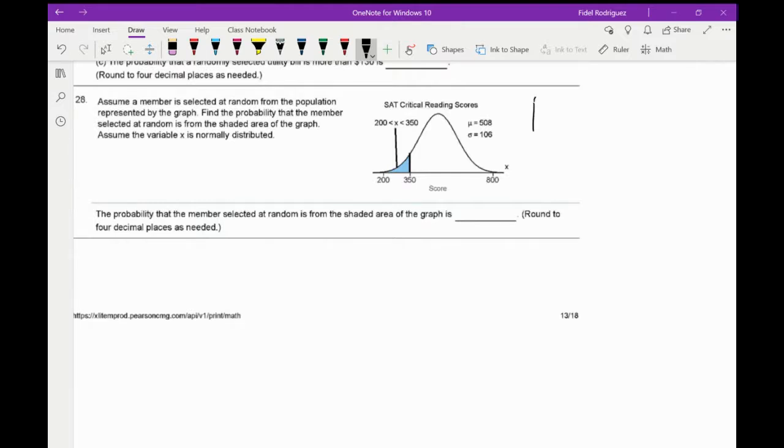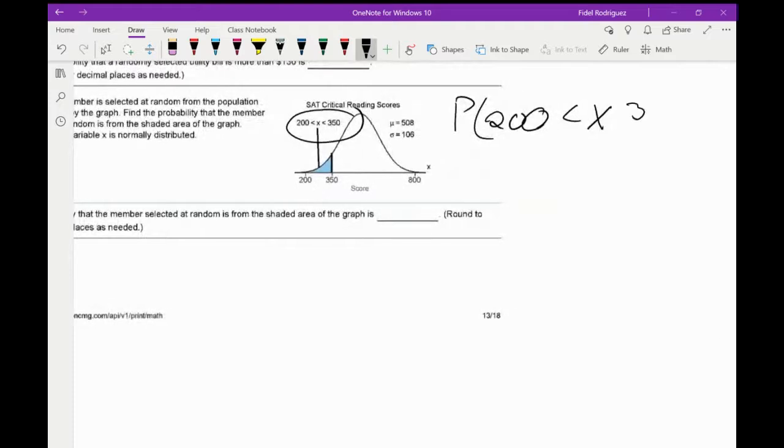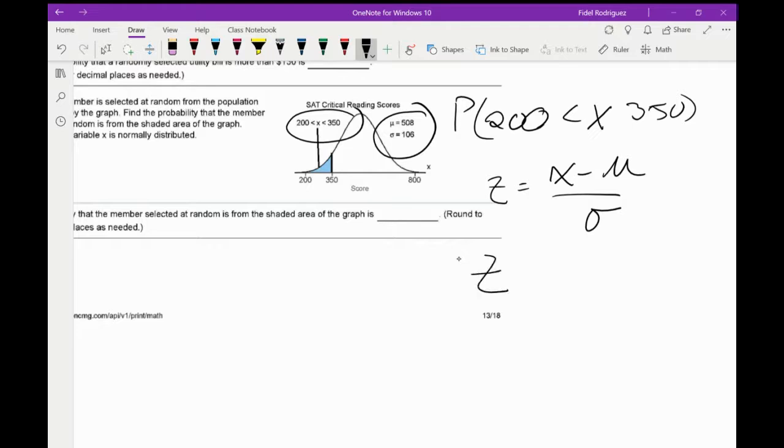So I want to show you on 28. Look what it's telling me. It's telling me that my x values are between 200 and what? 350. Okay, so all we're going to do is find the z values. Remember, it's x minus mu over sigma, right? Here's my mu and here's my sigma. So it'll be 200 minus 508 divided by 106. Excellent. Perfect.